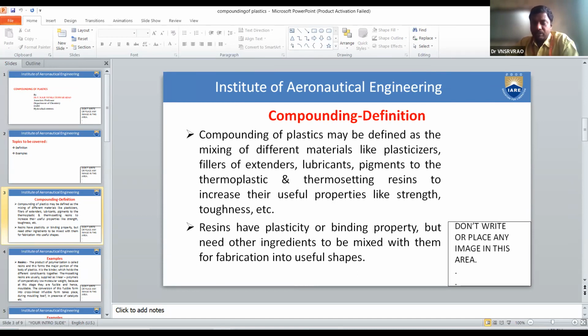And the conversion of this fusible form into cross-linked infusible form takes place during molding itself in presence of a catalyst. And further, the nature of the thermosetting resins reverts back by adding the cross-linking chain during the molding process, and it takes place in the presence of a catalyst.